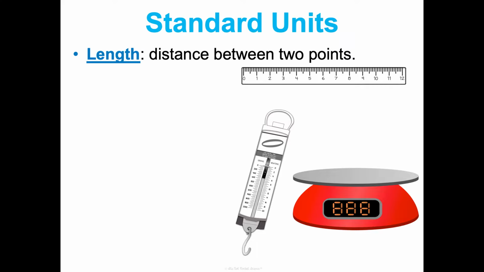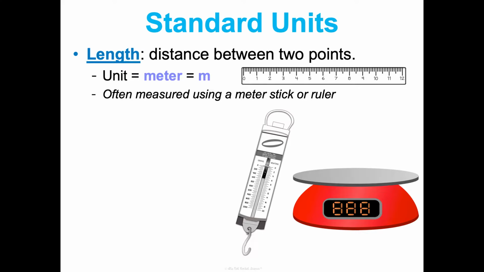One would be length, which is the distance between 2 points. And the SI unit for length is the meter, which is abbreviated as an m. You'll use a meter stick or a ruler often to measure this. We'll be doing lots of length measurements.